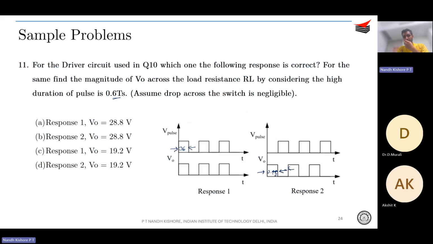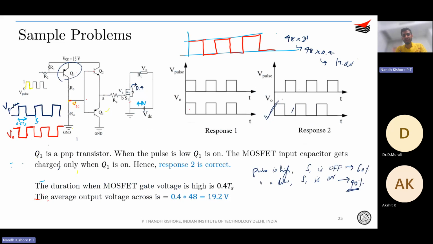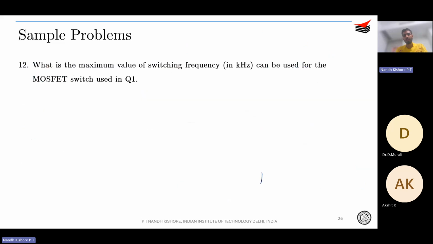So you can find out that the average would be how much? VCC into D dash, right? D dash is 0.4 over here. This is your average, correct? 48 into 0.4. Then what is the maximum switching frequency? Maximum switching frequency is simply your on period for the device.